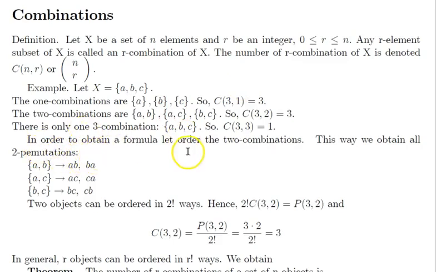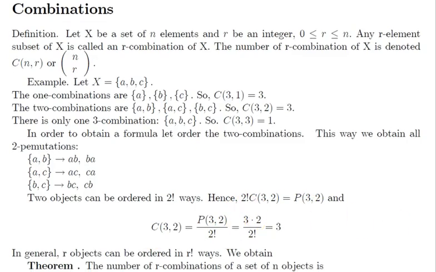In order to obtain a formula, let's order the 2-combinations. It is these 2-element subsets. 2 letters can be ordered in 2 different ways, so we obtain 6 orderings. And these are all 2-permutations of 3 letters. So we have 2 factorial times C(3,2) is equal to P(3,2). From here we obtain a formula for C(3,2). Just divide both sides by 2 factorial.